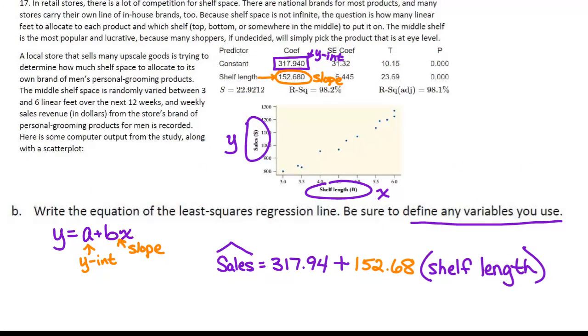If it makes you more comfortable, you can write y hat equals 317.94 plus 152.68x. But then you have to explain what your x and your y mean. And in this case, your y would not mean sales. Your y would mean predicted sales. Make sure that whatever that response variable is, when you're writing about the regression equation, that is the predicted amount.